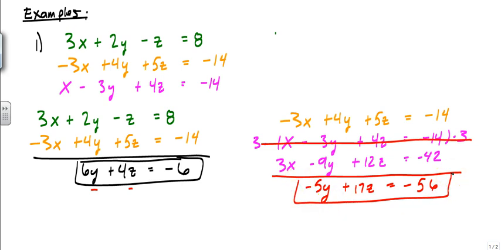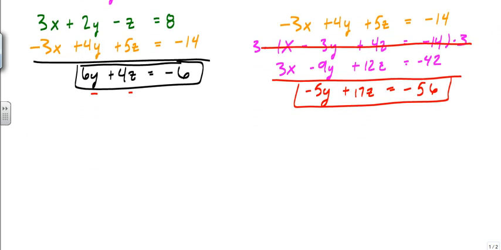Now I have 2 equations in 2 variables, so I can solve. I'm going to treat both of these equations like something I've had before, and rewrite them down here. I'm going to divide this by 2 just to simplify it. If I divide this whole thing by 2, it's still going to be the same equation, just smaller numbers to work with. That's going to be 3y plus 2z equals negative 3. There's my one equation.